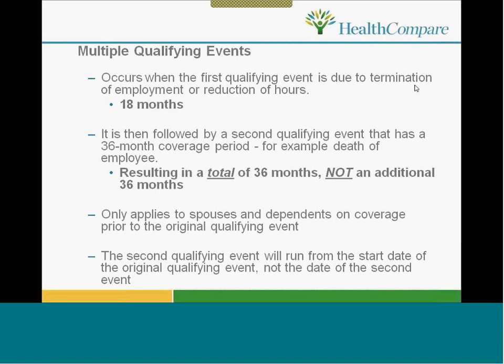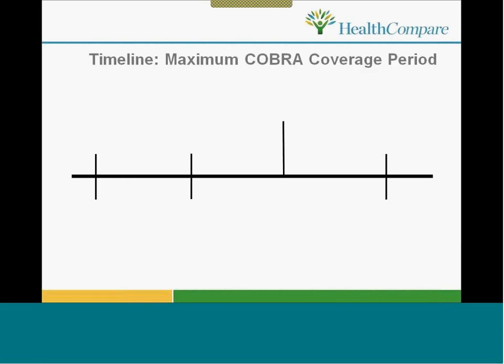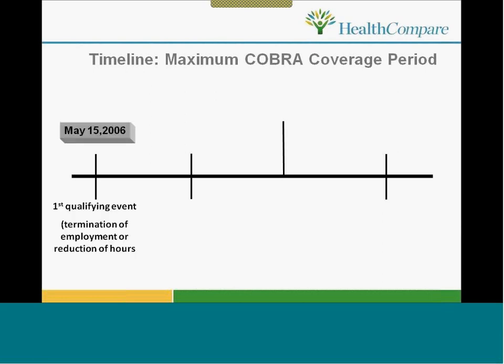So for the qualified beneficiaries that are on the plan originally, the 36 months runs from when the original COBRA event occurred, not from the second event. So I'm going to clarify that graphically here.